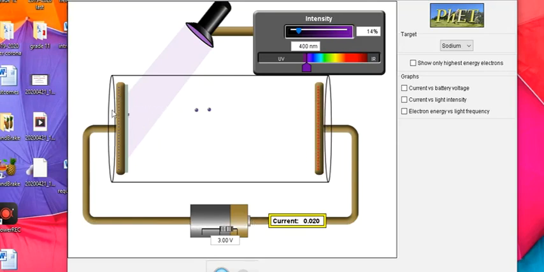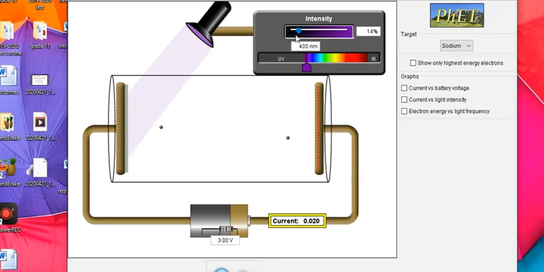So I'm lighting on the cathode. And on the other side, we have the anode. And down here we have a meter that reads the current. If you see here, we are using sodium metal. The surface here is sodium, this metal is plated with sodium. So we see that when we light the metal, the electrons are emitted from the metal.